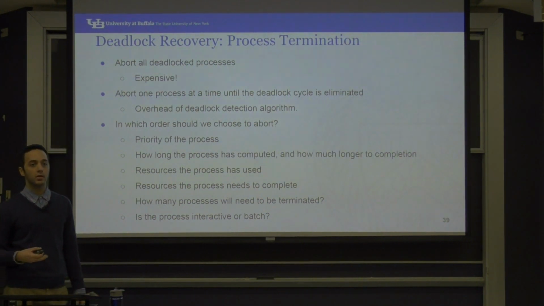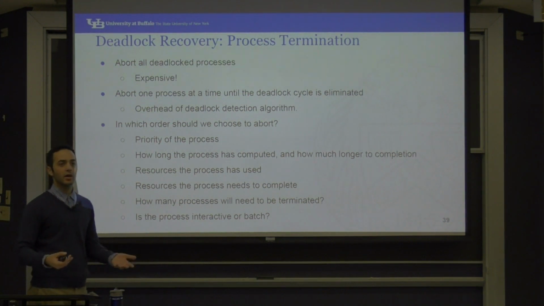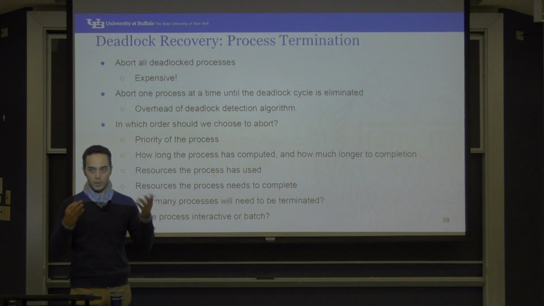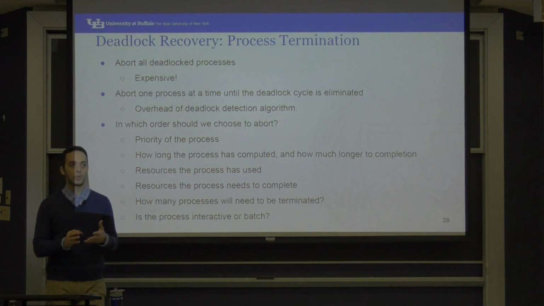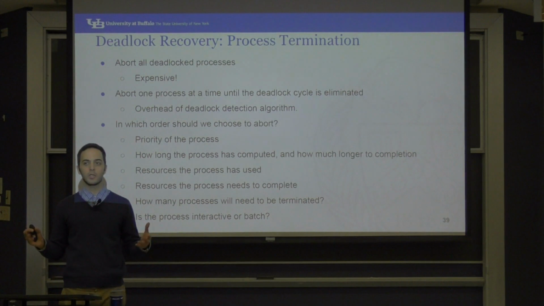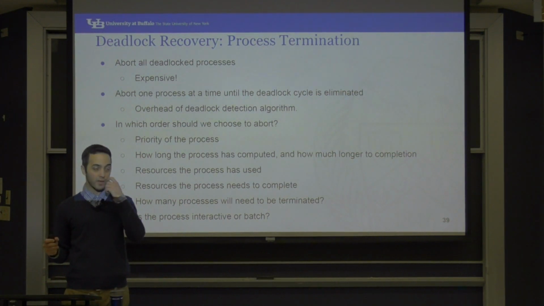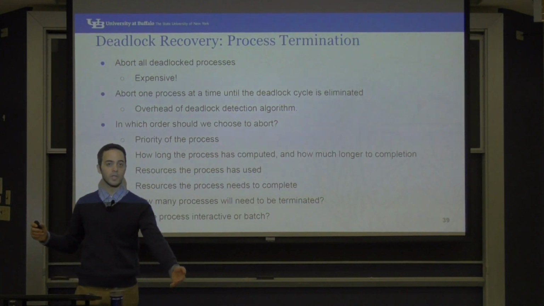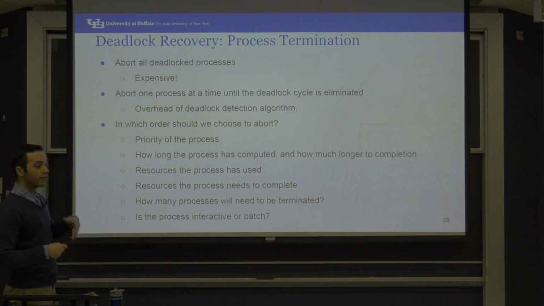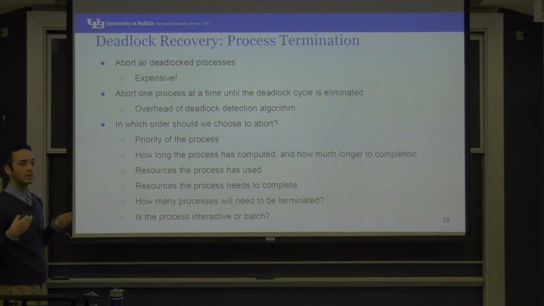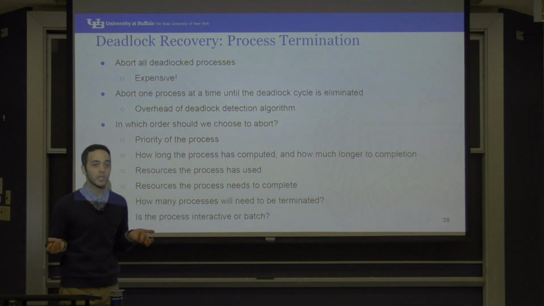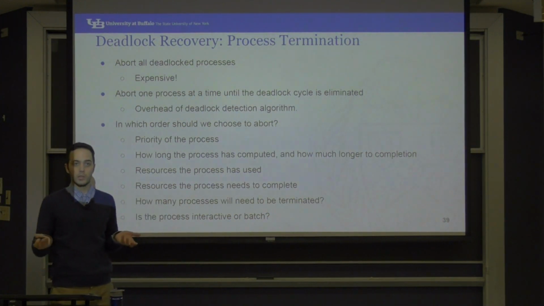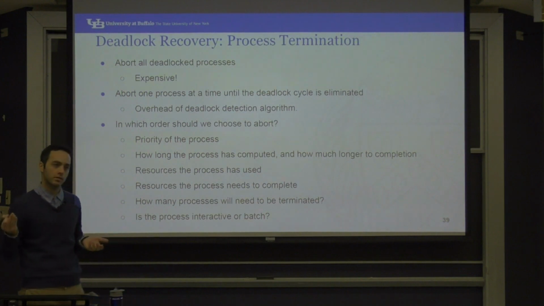If a process has just started and requested a couple of resources already, well, we can kill it and restart it without losing a lot of computation. Whereas if a process has run for a long time and it's very close to finish, maybe we should finish that. Or depending on how many resources they have held, because if a process is holding too many resources, if we kill that, we release a lot of resources, which then allows all the other processes to finish.